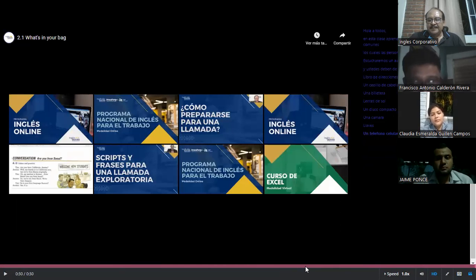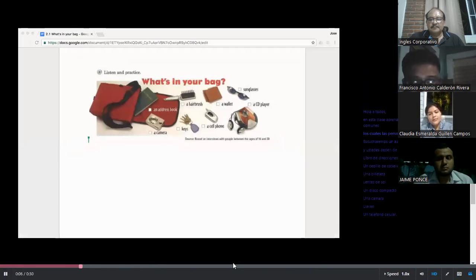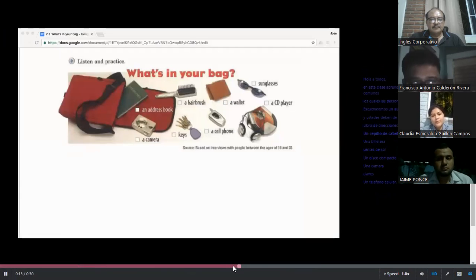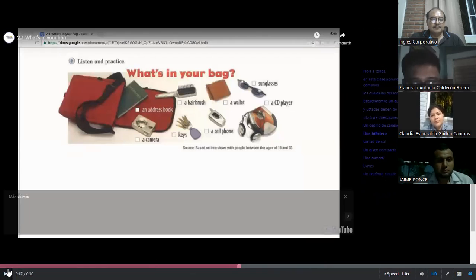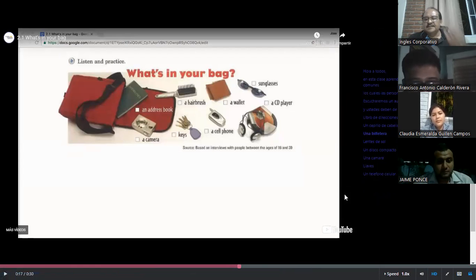Okay, these are, you know, like which people have in their bags. A wallet. Okay, these are the essentials, right? The essential things. For example, you have a camera, keys, a cell phone, a hairbrush, a wallet, sunglasses, and a CD player.